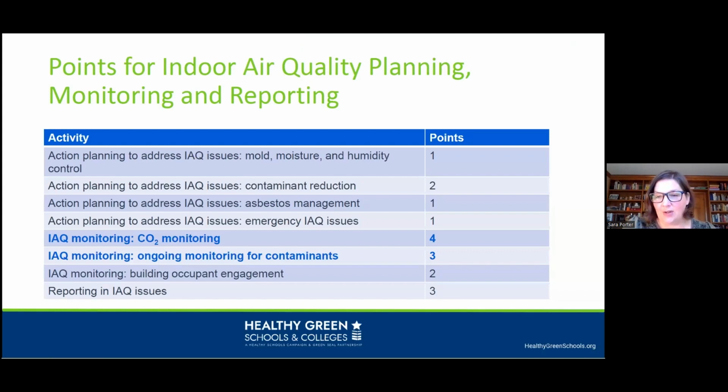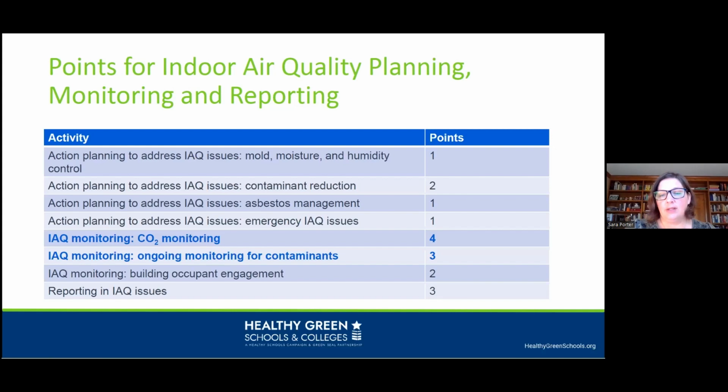So all of this detail, if you're interested, you can take a look at our Healthy Green Schools and Colleges standard in its entirety. It's about 40 pages. This is baked into section 5, and you can see the different points here. And again, highlighted in blue, the 2 areas we're going to focus specifically on today.